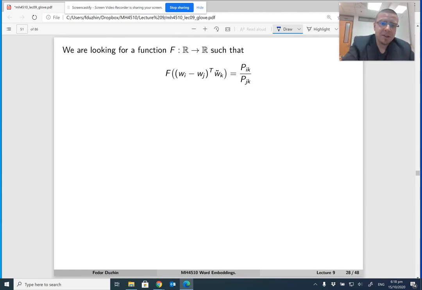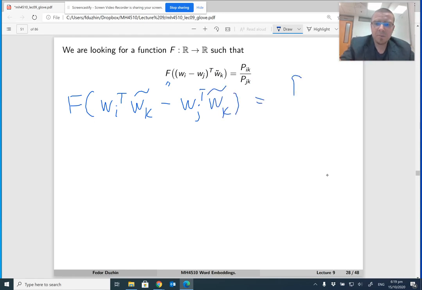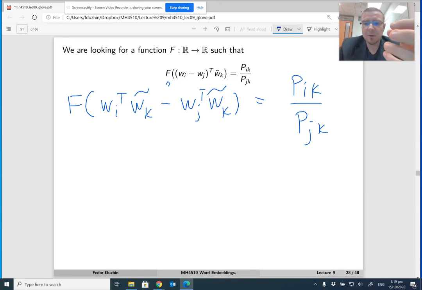But then we're going to rewrite it. So this is actually f of w_i transpose w tilde_k minus w_j transpose w tilde_k, and this should be P_ik divided by P_jk, and it's kind of symmetric. If we switch i and j, the right hand side is just flipped over, so we get the reciprocal, and the input of the function is just replaced with the negative of the input.